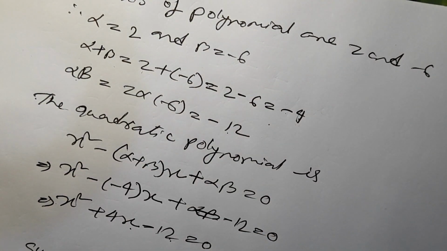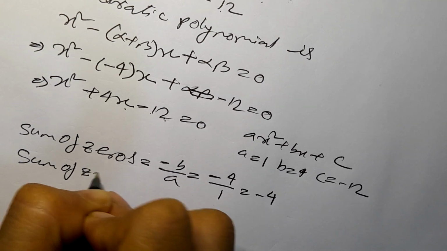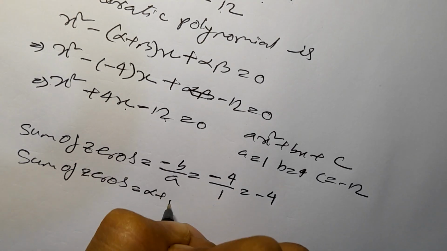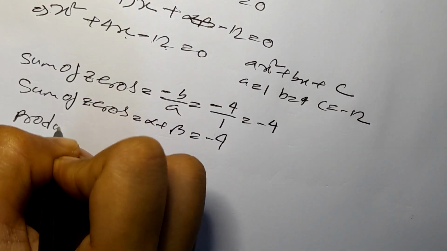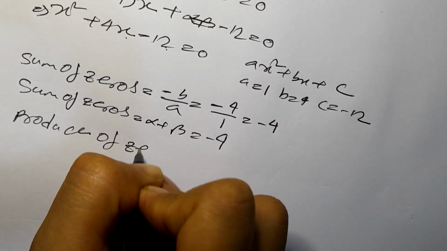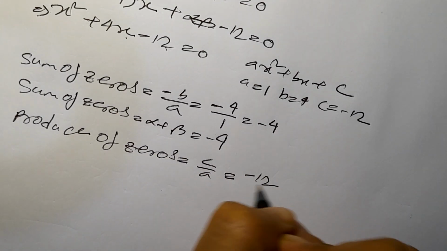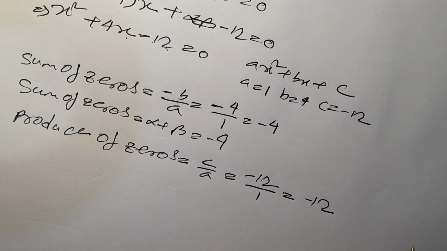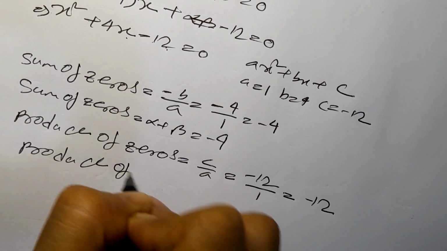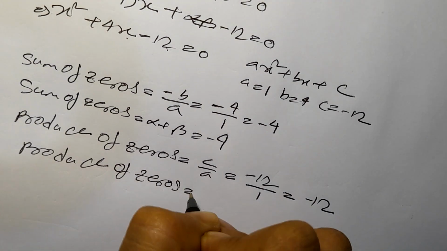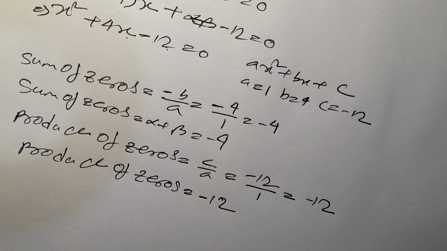Now come to the product of zeros, that is alpha beta. If you want, you can write it here. Again, sum of zeros, that is alpha plus beta, is equal to minus 4. Already we did it. Now come to the product of zeros. Product of zeros, that is c by a. What is the value of c? Minus 12. Value of a, 1. It will give minus 12. And we got the product of zeros, that is minus 12. I am writing it here so it stays together. So hence verified.